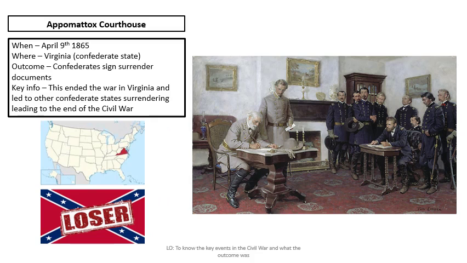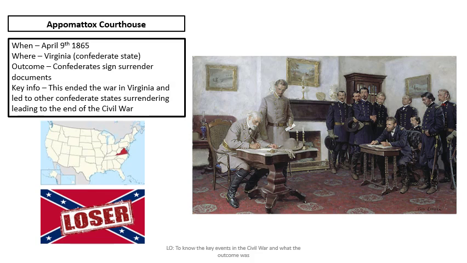Okay, so this is our final slide for everything that has happened during the Civil War. So we are now at the Appomattox Courthouse, okay, April 9th, 1865. And you can see in the picture there, it's taking place in Virginia, again, that important Confederate state. The outcome, the Confederates, so the southern states, are surrendering. They realise they have lost. The Union Army has defeated them.